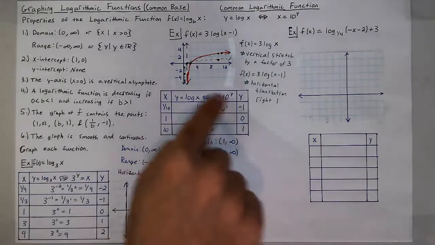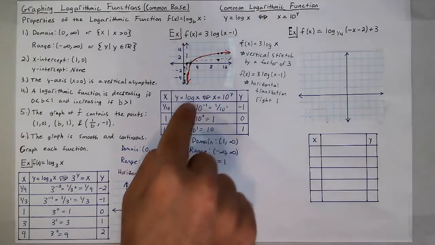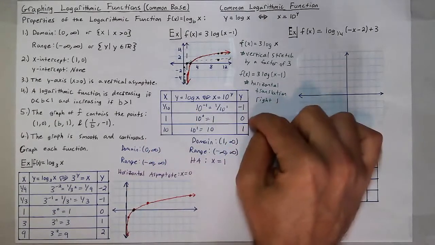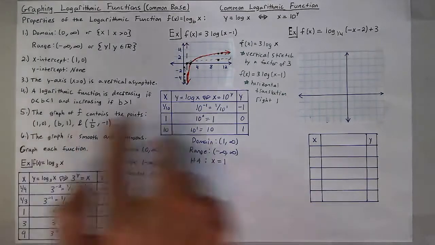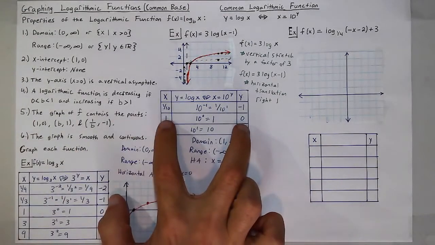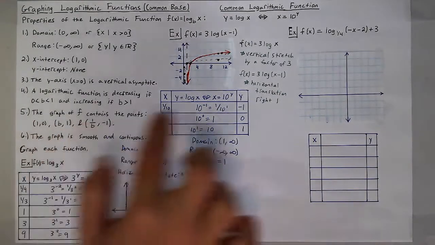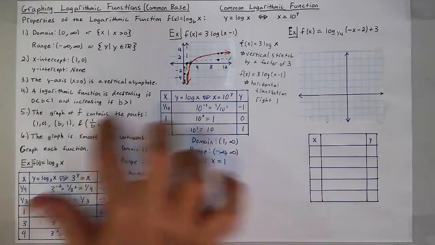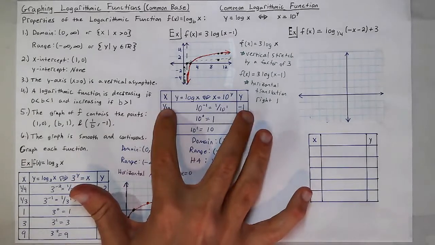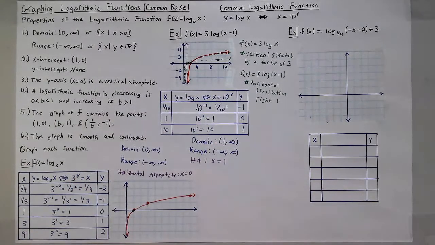So some things to notice about the very basic function is that the 3 basic points you'll use will be (1, 0), that's usually your x-intercept, then (b, 1), where b is the base, and then the reciprocal of the base for x and y will be -1. Those are very common points you'll want to graph.